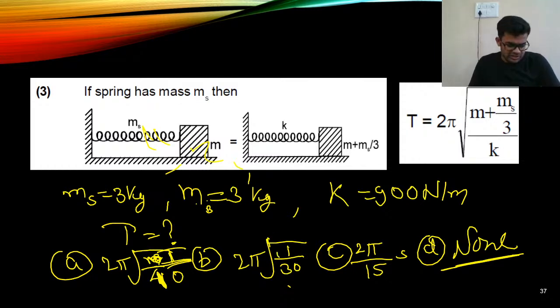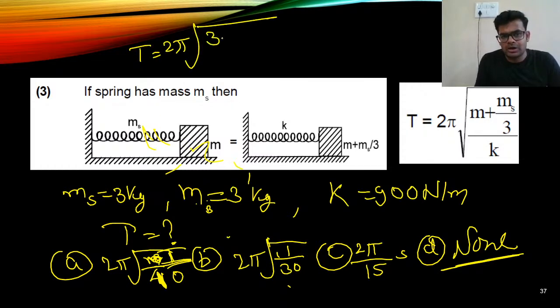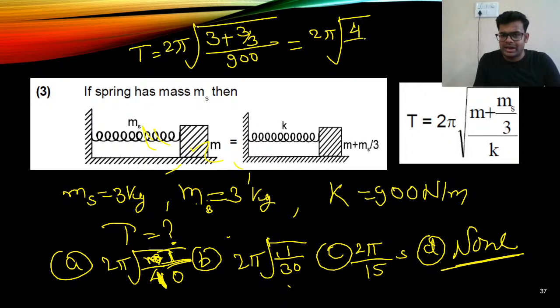So I am going to erase this and I will solve this question now. Okay, so let us start. T is equals to 2 pi under root of mass of block plus mass of spring divided by 3, upon k. k is 900. So let us write its value: 2 pi under root of 3 plus 3 by 3, that is 4, by 900. If it comes out of the root, this will become 2, and this will become 30.